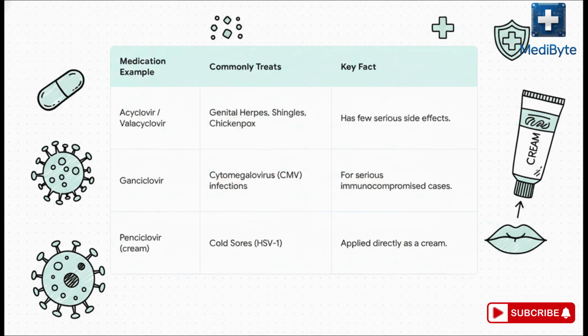And the treatments are pretty specific, which is great. For common issues like shingles or genital herpes, we have really safe oral medications like acyclovir. But for more serious infections like CMV, especially in really vulnerable patients, doctors can bring out the powerful stuff like ganciclovir. And then for something like a cold sore, treatment can be as simple as a cream you apply directly, like penciclovir. The main point here is that medicine has developed specific tools for each of these specific viral problems.